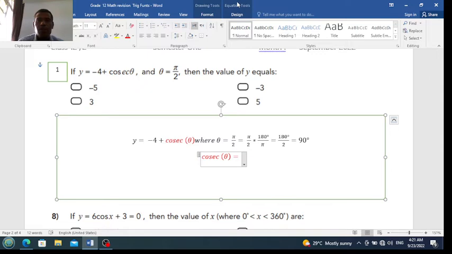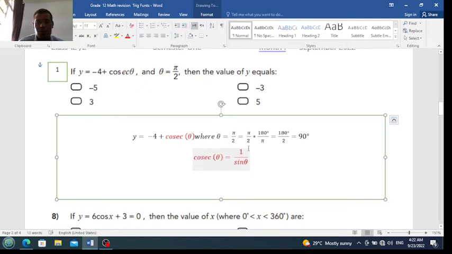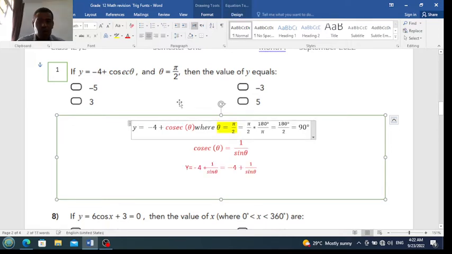Then just make the substitution. Instead of writing y equals negative 4 plus cosec of theta, write y equals negative 4 plus 1 over sine of theta. Then this gives, learners, y equals negative 4 plus 1 over sine of pi over 2, because theta is pi over 2. You see this one? It's given. From the beginning, theta is pi over 2. Then I will change this by pi over 2. Clear?